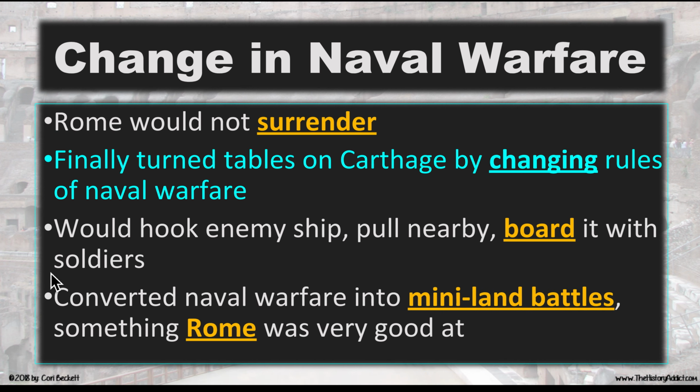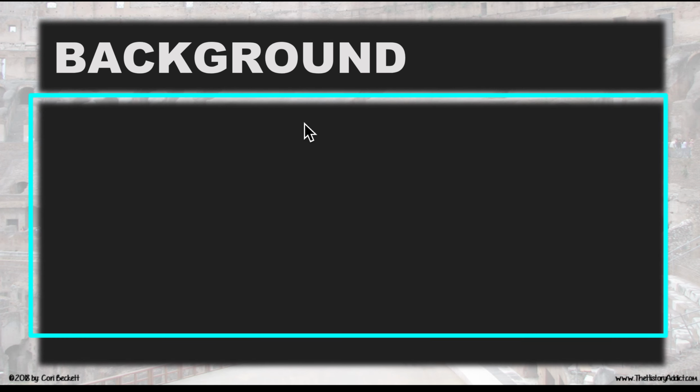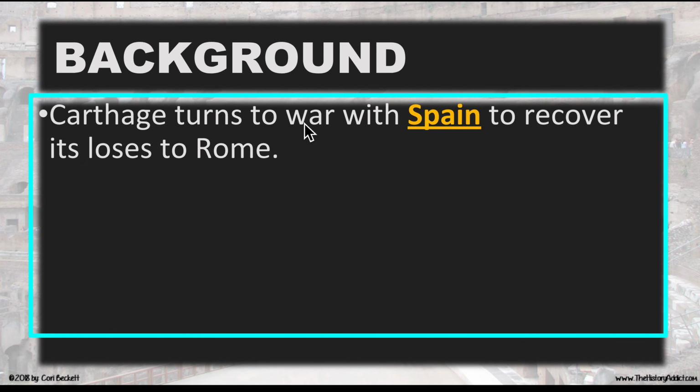Which takes us to the Second Punic War. Now, because they had to pay that money, Carthage went into Spain to recover its losses from Rome. They actually invaded another part of Spain. This would be like us invading Mexico or something like that and saying, nope, I have to be here because you're forcing me to pay, so give me your money so I can pay you back. It's a really roundabout way of thinking about it.